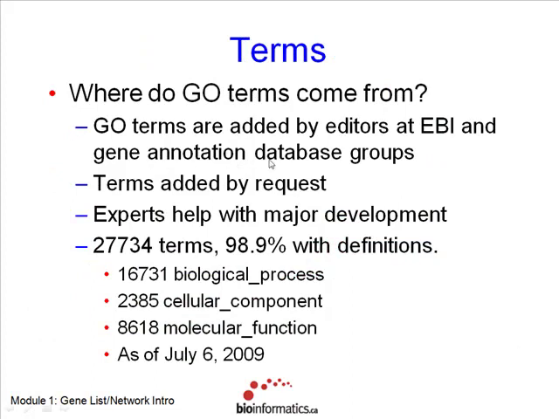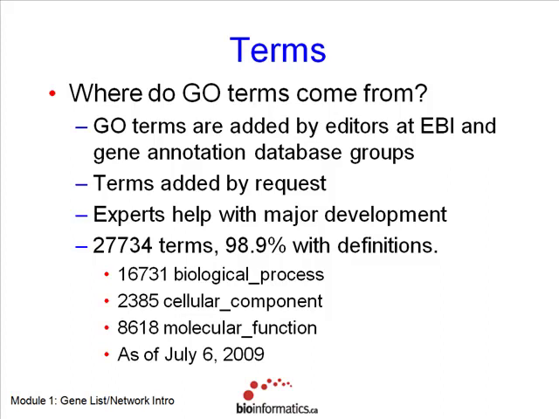So there's thousands of terms. Actually, right now there's 27,000 terms as of a couple of days ago. Most of them have definitions. Many pathway terms, thousands of cellular components and molecular functions. These terms have been added by people at the European Bioinformatics Institute, curators or editors, and by database groups over quite a number of years, and they're adding more every year. There's a couple thousand, or 2,000, more terms added to gene ontology.